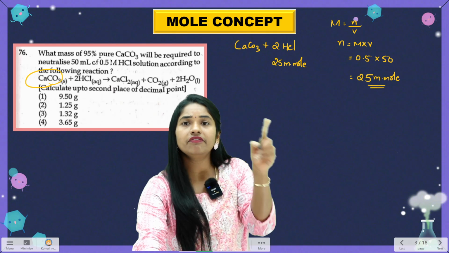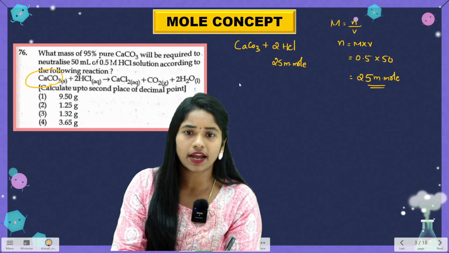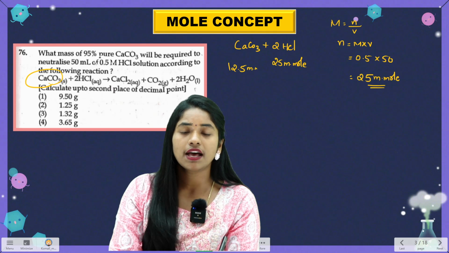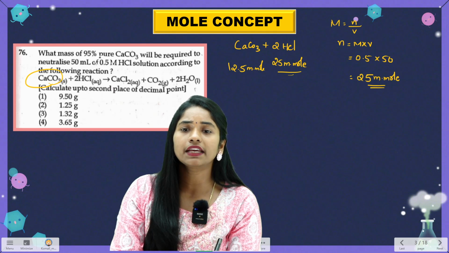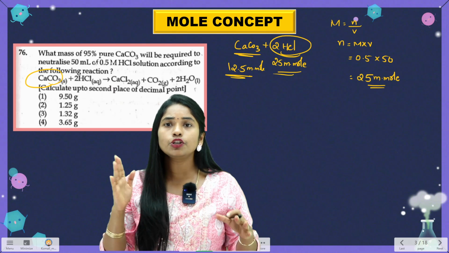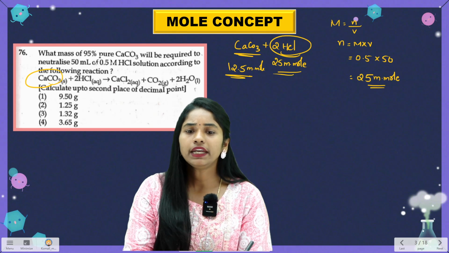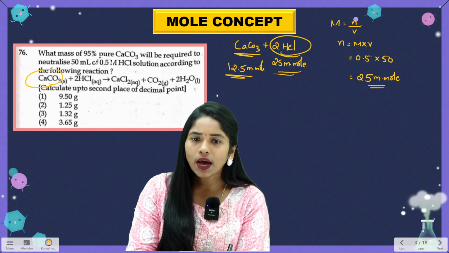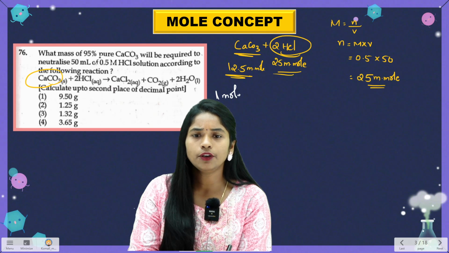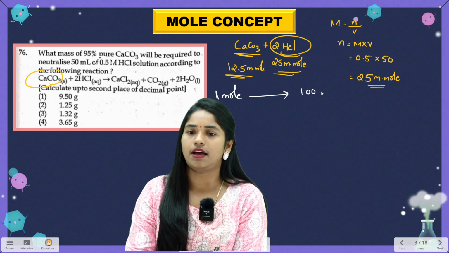If 25 millimoles of HCl, how many moles of CaCO3 are required? Because both are in 1:2 ratio, if it is 25, half will be required. So half means 12.5 millimoles. Why am I taking 12.5 millimoles? Can you tell me, students? Because this is 2 moles, this is 1 mole, 1:2 ratio, both are reacting. That is the reason. Can you tell me 1 mole of CaCO3 is how many grams? 100 grams.